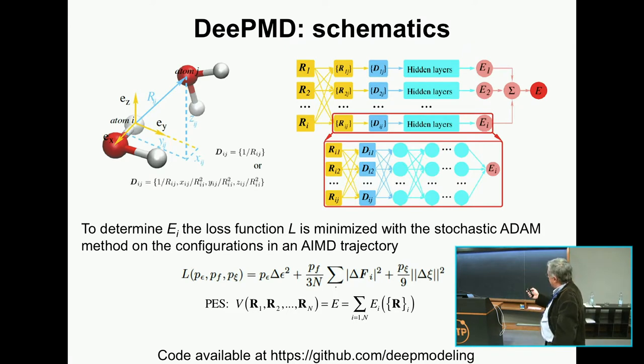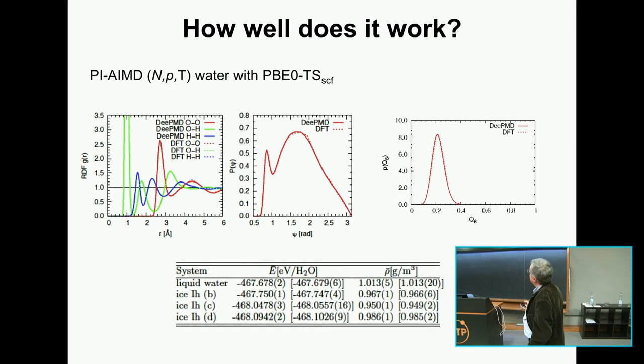So at the end of this procedure, we get a potential energy surface that has this form. One can see it as a sort of realization of an embedded atom method, but in which the dependence of the local energy on the coordinates of the atoms in the neighborhood is very general and complex. So now that I have described how it is done, how well does it work?